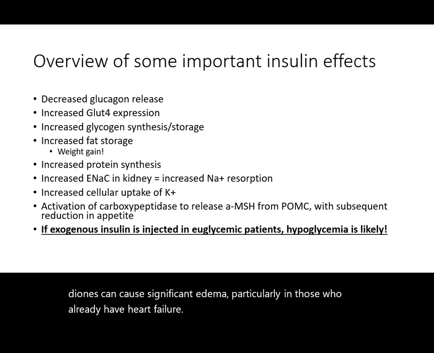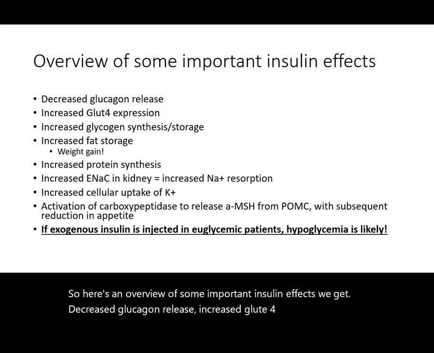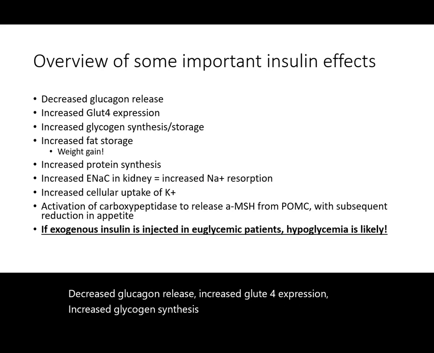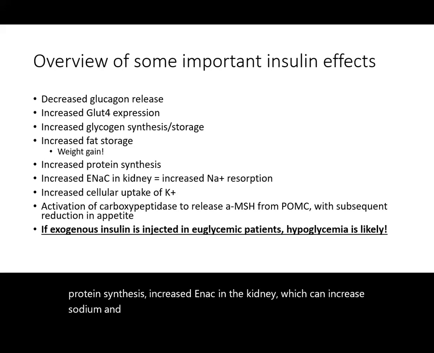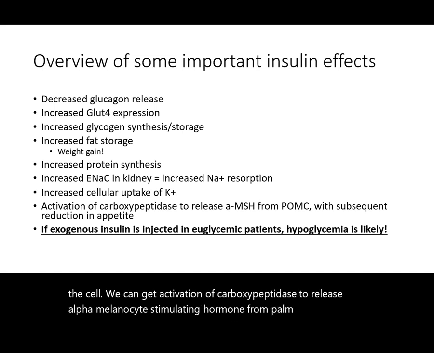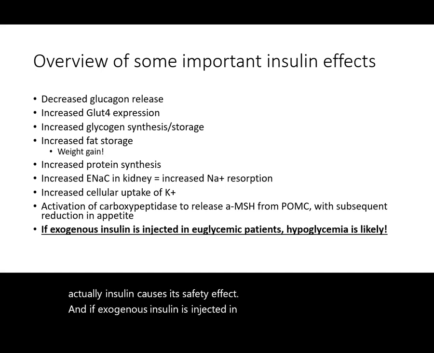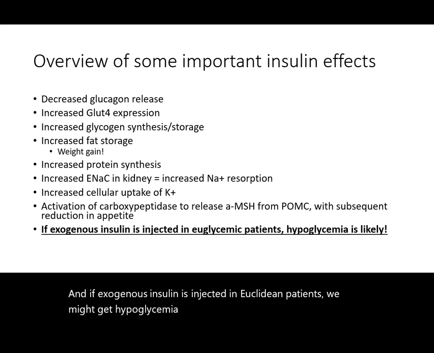So here's an overview of some important insulin effects. We get decreased glucagon release, increased GLUT4 expression, increased glycogen synthesis and storage, weight gain, increased protein synthesis, increased ENaC in the kidney, which can increase sodium and therefore water resorption, shifting of potassium into the cell. We can get activation of carboxypeptidase to release alpha melanocyte stimulating hormone from POMC, which is actually how insulin causes its satiety effect. And if exogenous insulin is injected in euglycemic patients, we might get hypoglycemia. Actually, we probably will get hypoglycemia.